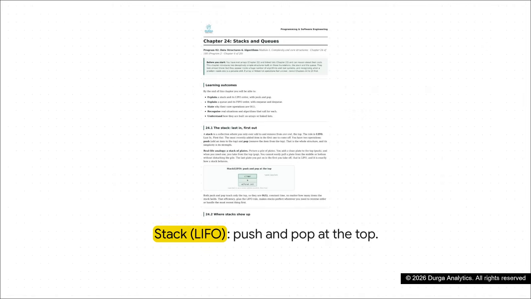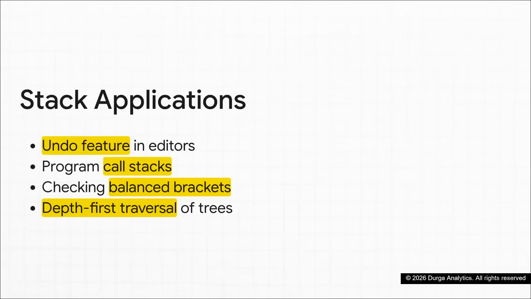You wouldn't try to yank a plate from the middle or the bottom, right? You'd bring the whole pile crashing down. Because the last plate you put on is the very first one you take off, we call this a last in, first out structure, or LIFO for short. And honestly, the sheer simplicity of just pushing and popping from that single end, that's exactly its greatest superpower. In actual production engineering, stacks are literally everywhere once you know what you're looking for.